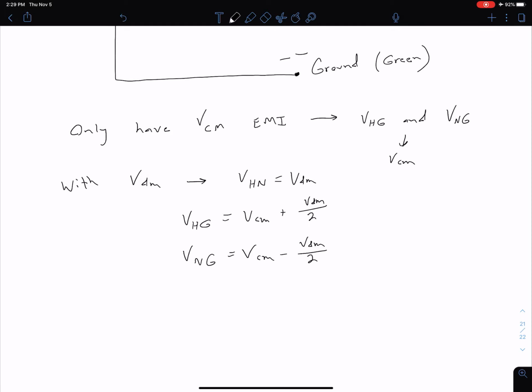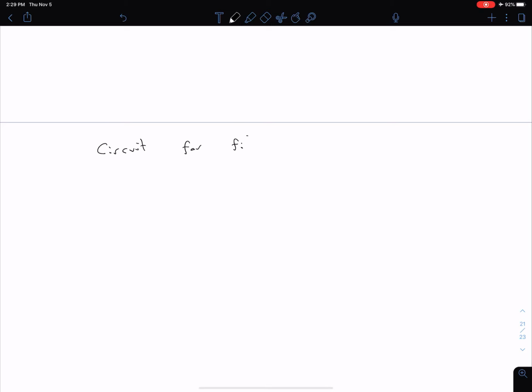Okay, so without going into a whole lot of details, let's look at a circuit that we could use to filter our EMI in an AC power line. A circuit for filtering EMI from an AC power line.